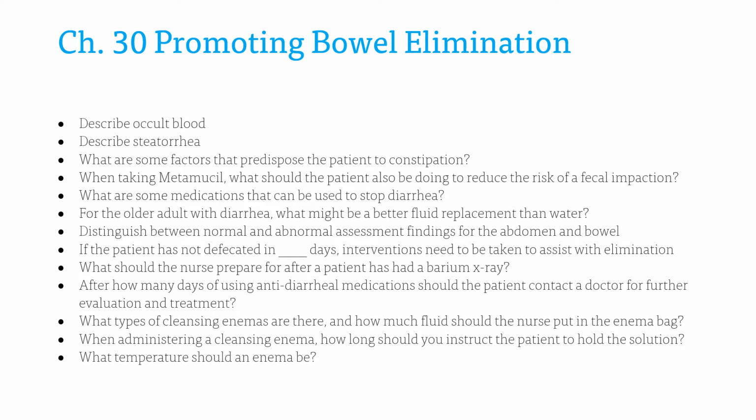Distinguish between normal and abnormal assessment findings for the abdomen and bowel. For this, you're going to want to look on page 587 under physical assessment in the purple focused assessment box. Observe the shape of the abdomen with the patient supine. Auscultate for bowel sounds in all 4 quadrants. Percuss for the presence of excessive air or gas in the bowel. Gently palpate for masses or tenderness in all 4 quadrants. A normal abdomen is non-distended, soft, with active bowel sounds in all 4 quadrants.